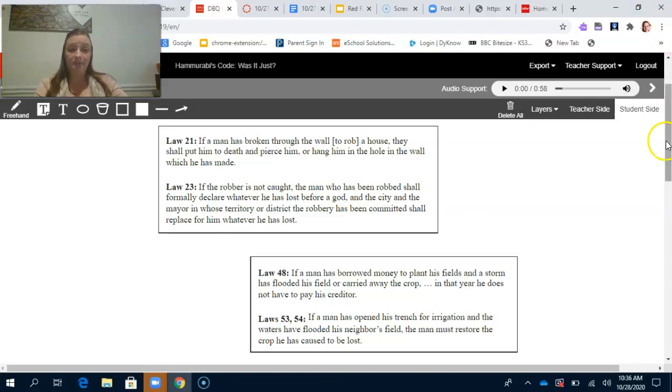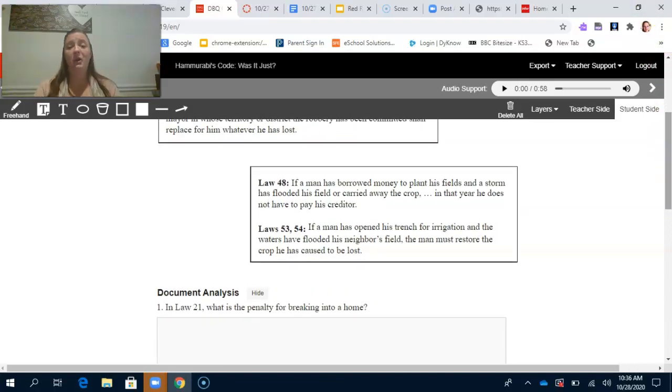Law 48. If a man has borrowed money to plant his fields, and a storm has flooded his field or carried away the crop, in that year he does not have to pay his creditor. And then Laws 53 and 54. If a man has opened his trench for irrigation, and the waters have flooded his neighbor's field, the man must restore the crop he has caused to be lost.